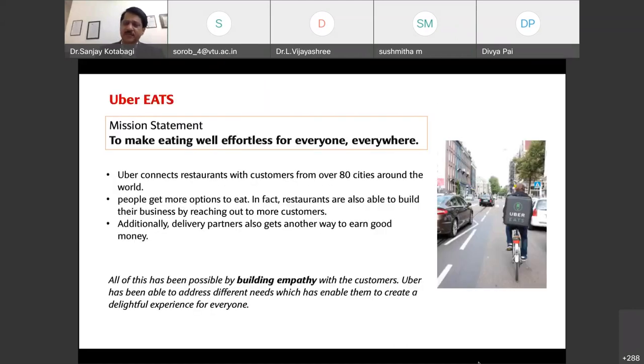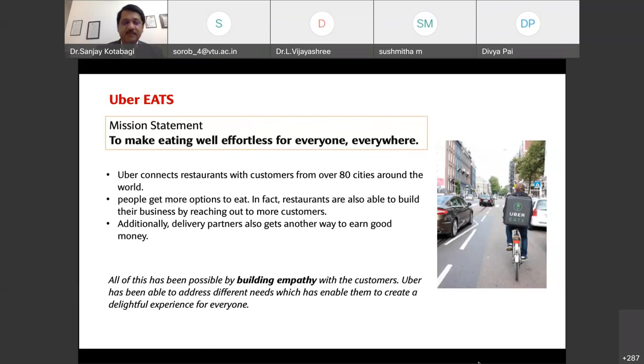See, one more example, which is a nice one to discuss, is Uber Eats. The mission of Uber Eats is to make eating well effortless for everyone and everywhere, right? So it connects the restaurants with customers from over 80 cities around the world. Okay, so they used that empathy to understand the different needs, and they created a delightful experience for everyone.